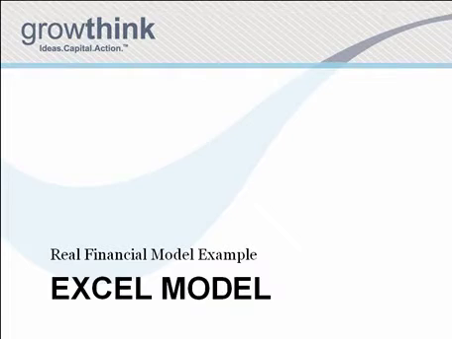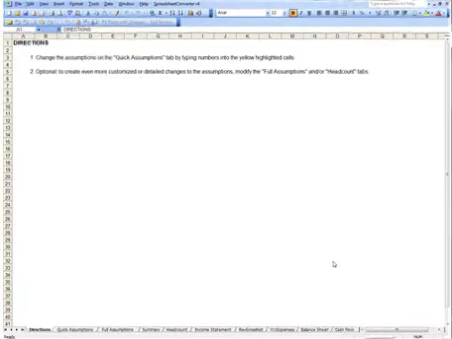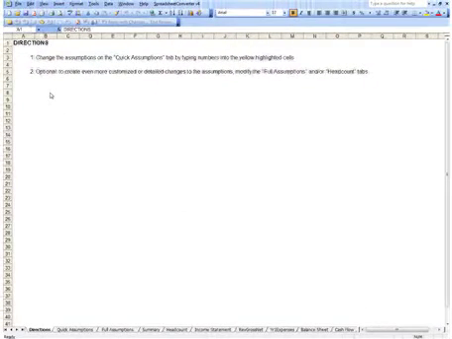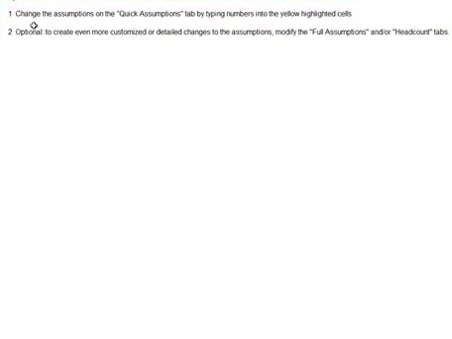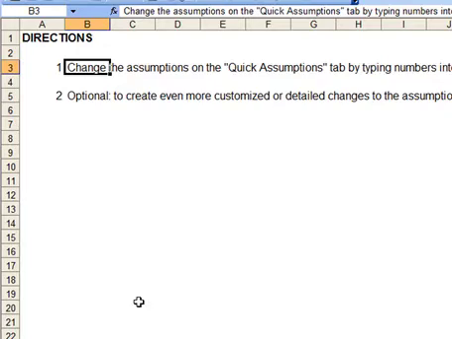And now what I'm going to do is walk through the actual Excel financial model that you have. I'm going to walk through the financial model and how you complete it. So when you open the financial model, the first tab is directions. It's very, very simple. We basically have it set up so that you just follow directions.